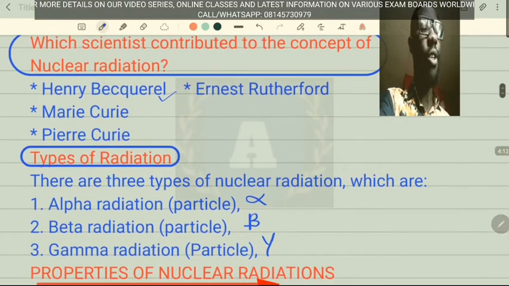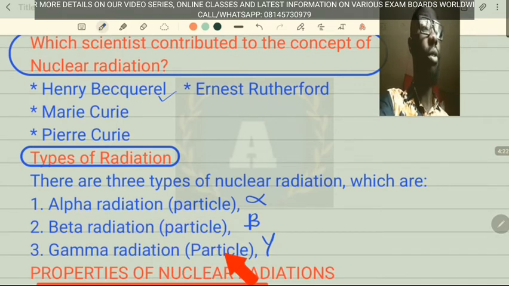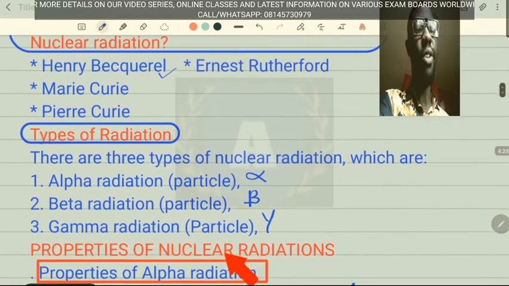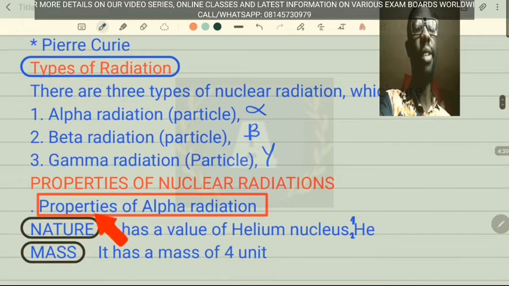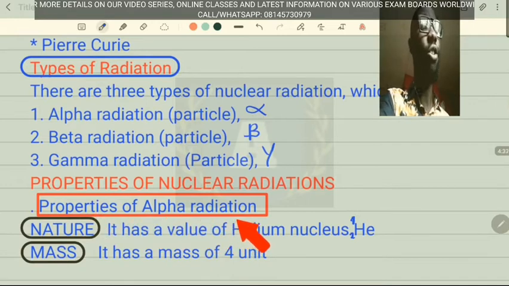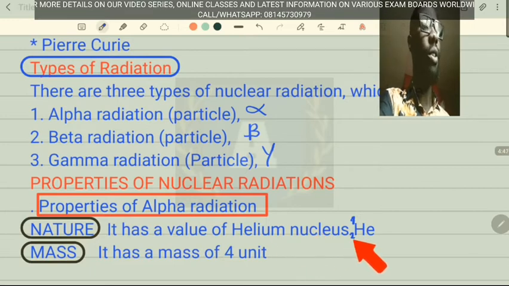Now, very essential, we need to understand the properties of each and every one of the radiations that we have. As a student of science, it is very essential you understand the concept and the properties. The first one we're going to look at is the property of alpha radiation. So, nature: how does an alpha particle look naturally? It appears to be a helium nucleus as it is.